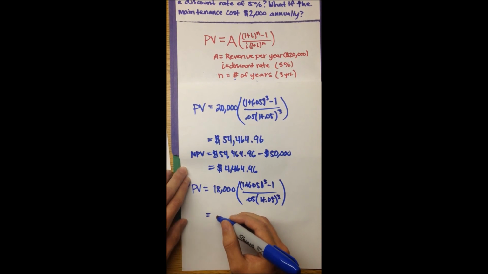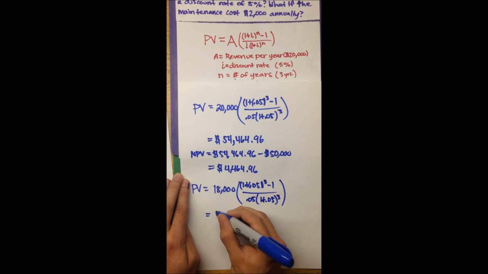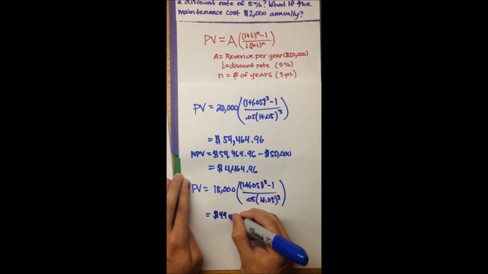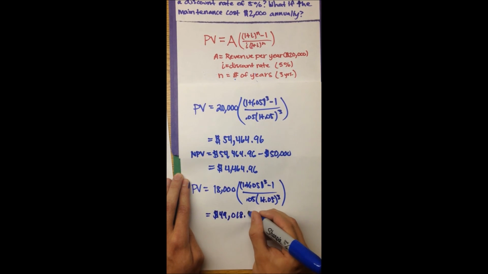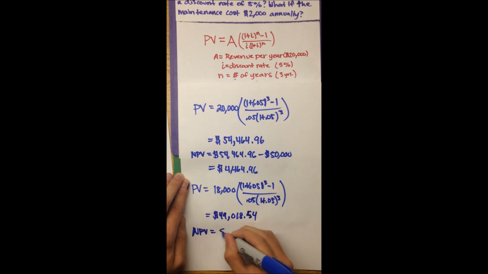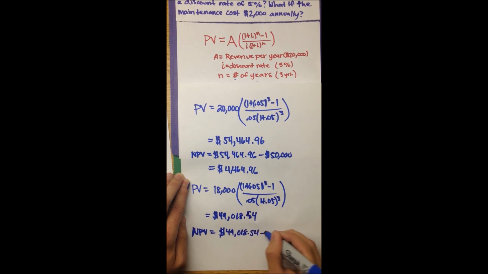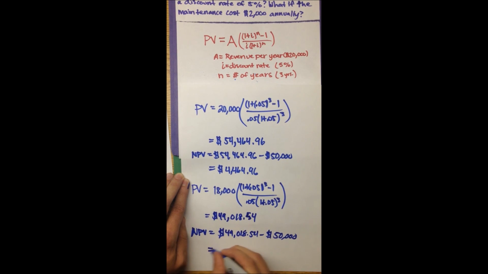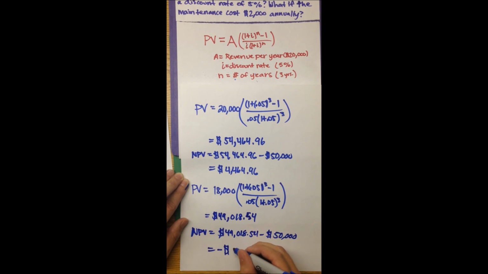And then so when you solve out for part 2, the present value you should get should be $49,018.54. And then so when solving for the net present value, you're going to take that value above, and from it you're going to subtract the initial cost, which is still $50,000. And in this case, you should get a negative net present value of $981.54.